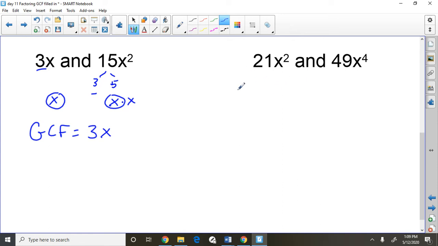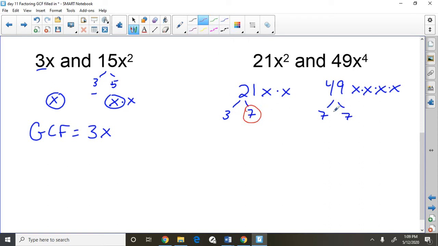Over here, I have 21x squared. So that's 21 times x. And 49x to the fourth, x times x times x times x. 21 is 3 times 7, and 49 is 7 times 7. So what's the same in the numbers is the common factor of 7. So when I go to write my GCF, I have a 7.